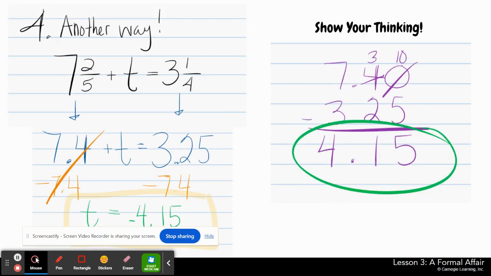If you did not want to work using the fractions, you could have easily turned these numbers into decimals. Notice 2/5 and 1/4 are benchmark decimals, so decimals that you should be able to easily recall. And so 7 and 2/5 gives you 7 and 4/10. And then 3 and 1/4 is equal to 3 and 25 hundredths. So when I subtract 7 and 4/10 from both sides, you will then get negative 4 and 15 hundredths, which is also the same as that fraction answer.